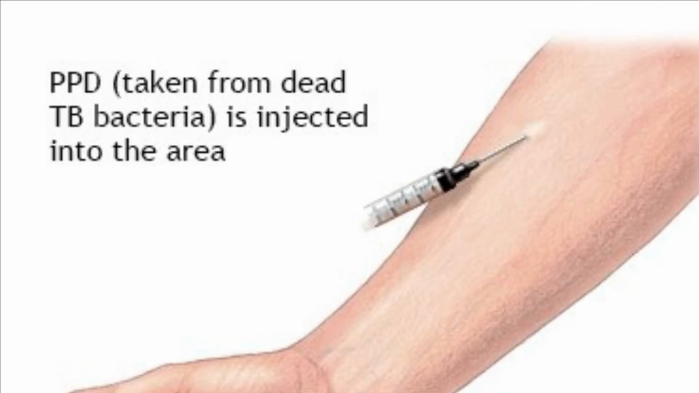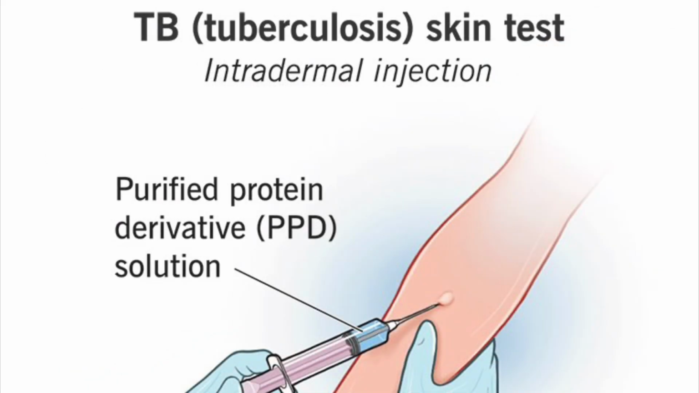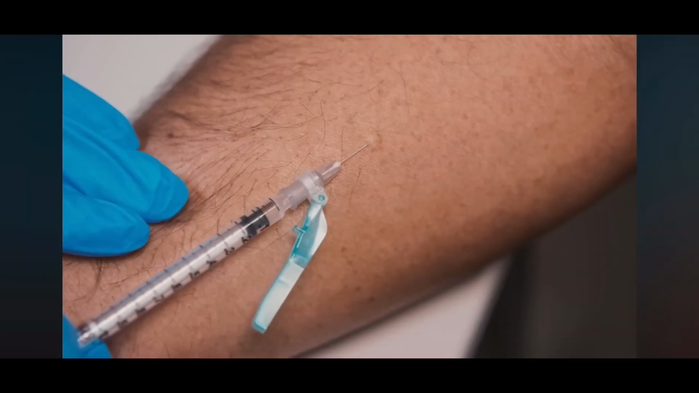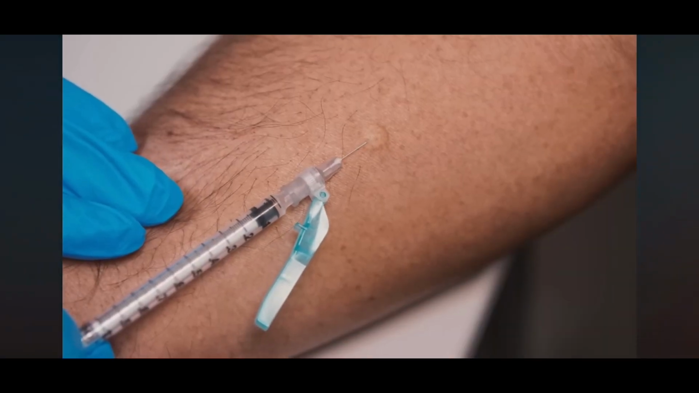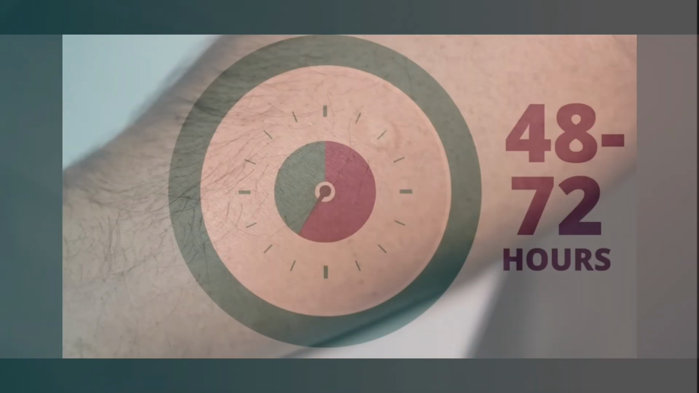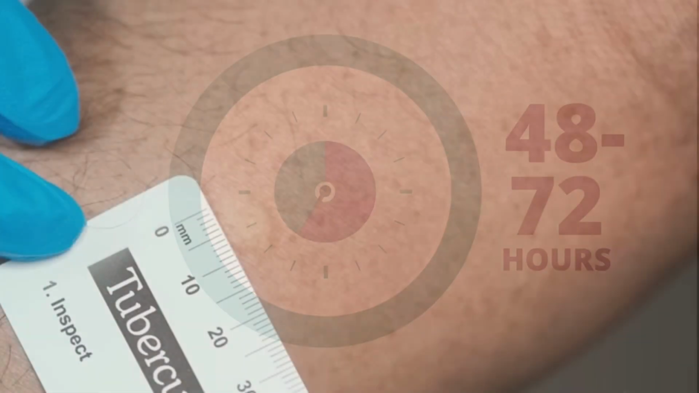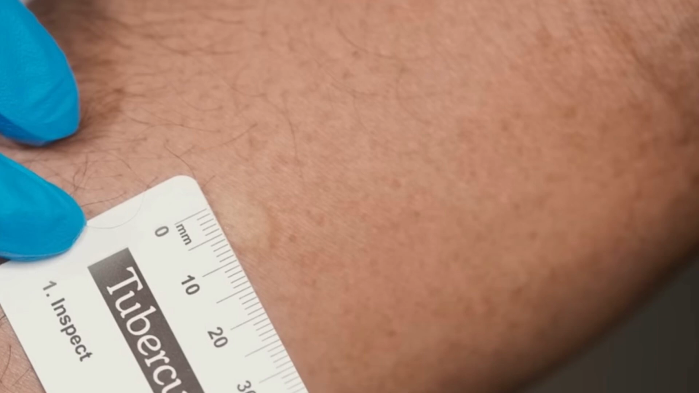TB diagnosis begins with the Mantoux tuberculin skin test, also known as a PPD test. PPD stands for purified protein derivative, which is a solution derived from dead TB bacteria. This PPD solution is injected under the skin, and after 48 to 72 hours, the injection site is checked for induration, a firm, raised bump.